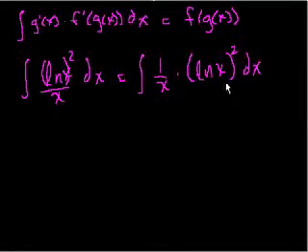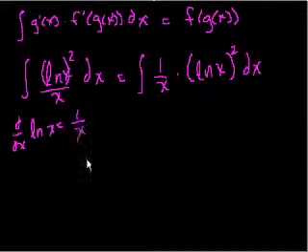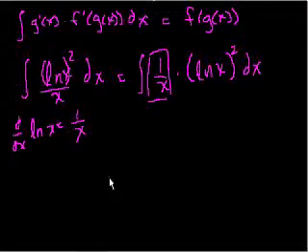Well, what's the derivative of the natural log of x? If you remember from the derivative module, it's 1 over x, right? Let me write that down in the corner here. The derivative of the natural log of x is equal to 1 over x. So right here, we have the derivative of the natural log of x.